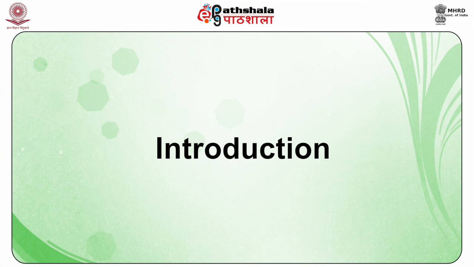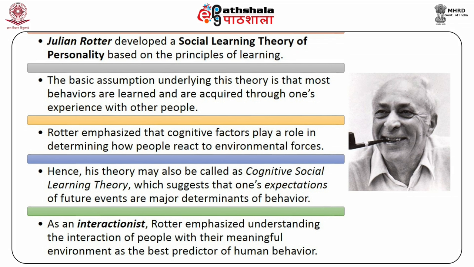Julian Rotter developed a social learning theory of personality based on the principles of learning. The basic assumption underlying this theory is that most behavior is learned and acquired through one's experience with other people. Rotter emphasized that cognitive factors play a role in determining how people react to environmental forces. Hence, his theory may also be called cognitive social learning theory, which suggests that one's expectation of future events are major determinants of behavior.